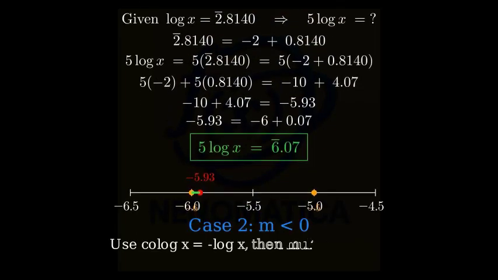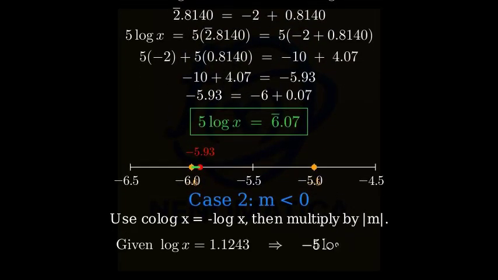Case 2. If the multiplier m is negative, we multiply the cologarithm of x by the absolute value of m. The cologarithm is negative log of x written as a negative characteristic plus a positive mantissa. Here is the example. Log of x equals 1.1243. Find negative 5 times log of x.